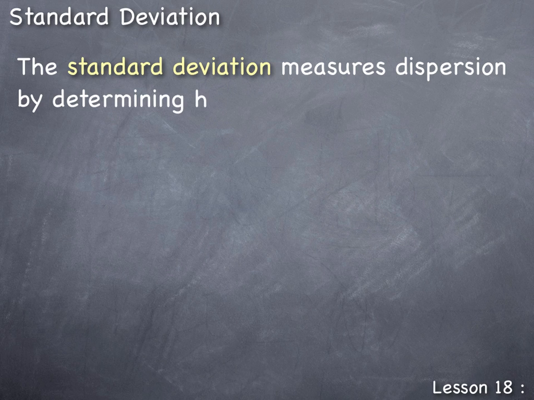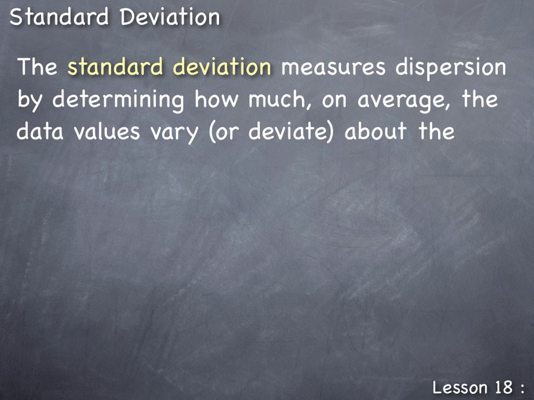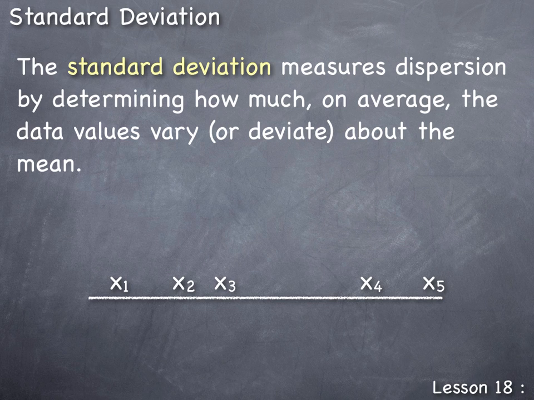The standard deviation measures dispersion by determining how much, on average, the data values vary or deviate about the mean. To illustrate this idea, we can look at some data values on a number line. The point of reference from which the deviations are measured in the standard deviation is the mean. The mean is the center of gravity or balancing point of the data. So, each data value deviates or differs from this mean by a particular distance.